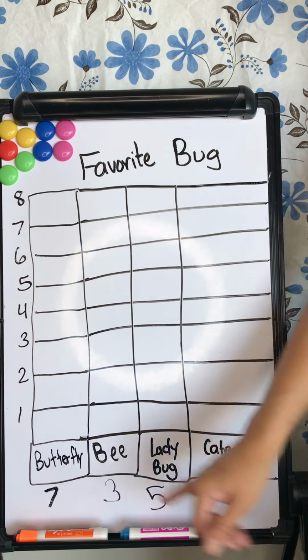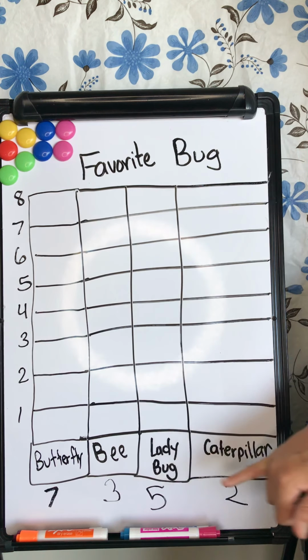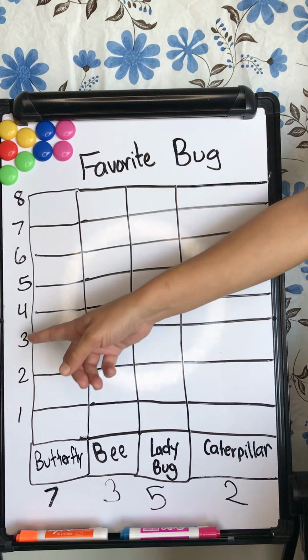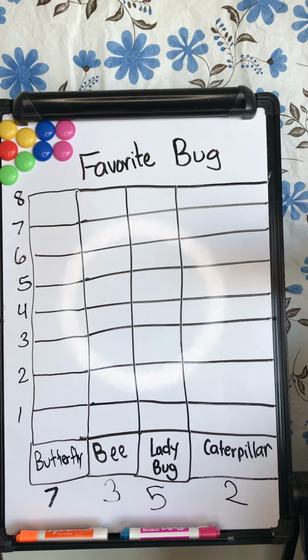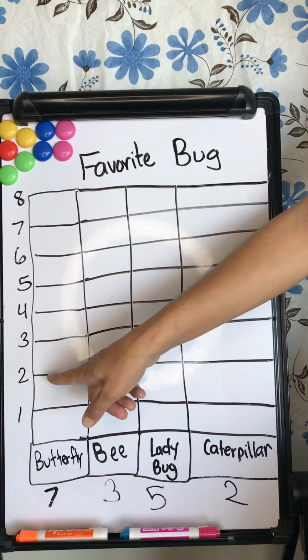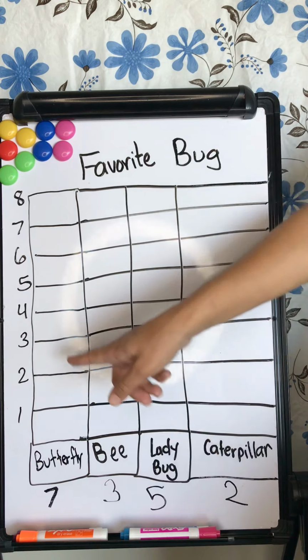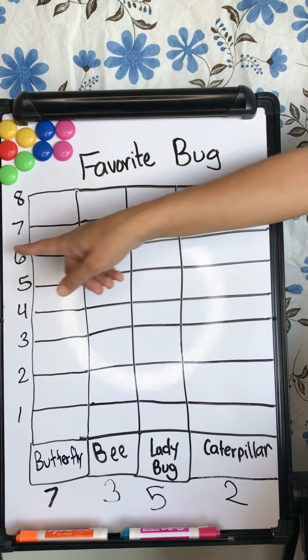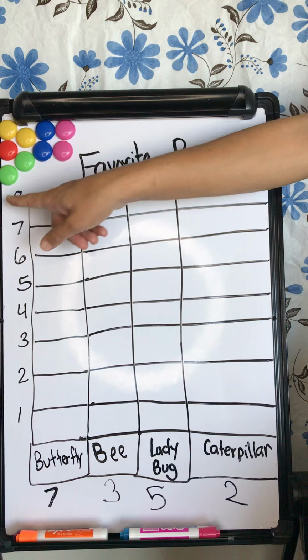Ready? So, butterfly, bee, ladybug, caterpillar. Sorry guys. At the bottom, you're always gonna have what you're graphing. On this side, you're gonna have numbers, and it tells you how many voted for each one, because remember, these are votes. But it's gonna tell you how many you go up. So this would be 0. If nobody voted for it, we wouldn't do anything. If we only had 1 vote, we would color up to that line. What number goes for this line? 2, that one, 3, 4, 5, 6, 7, 8.